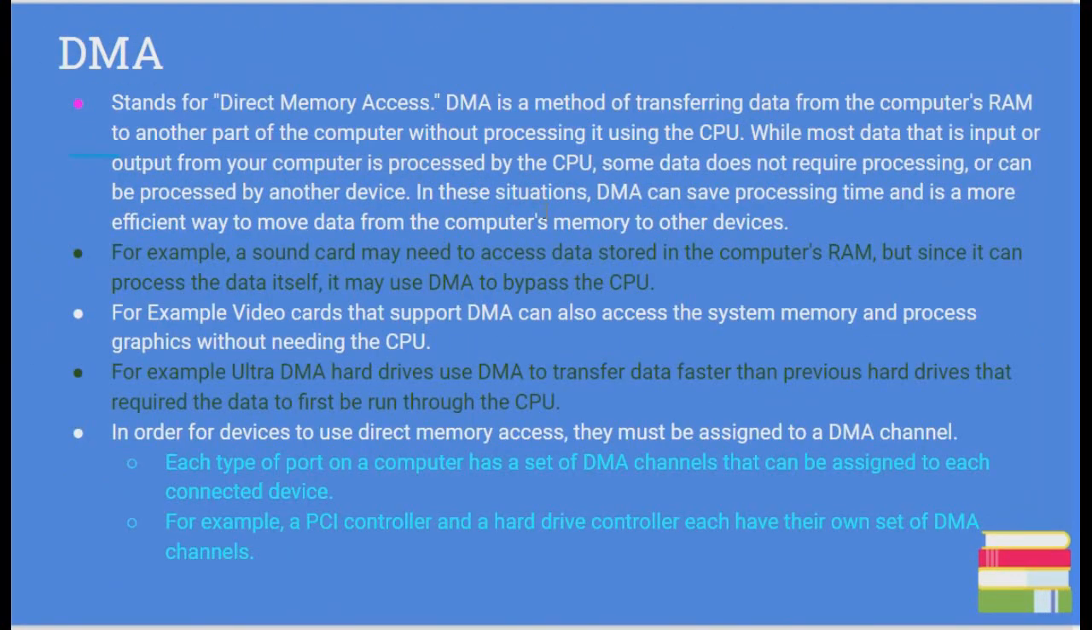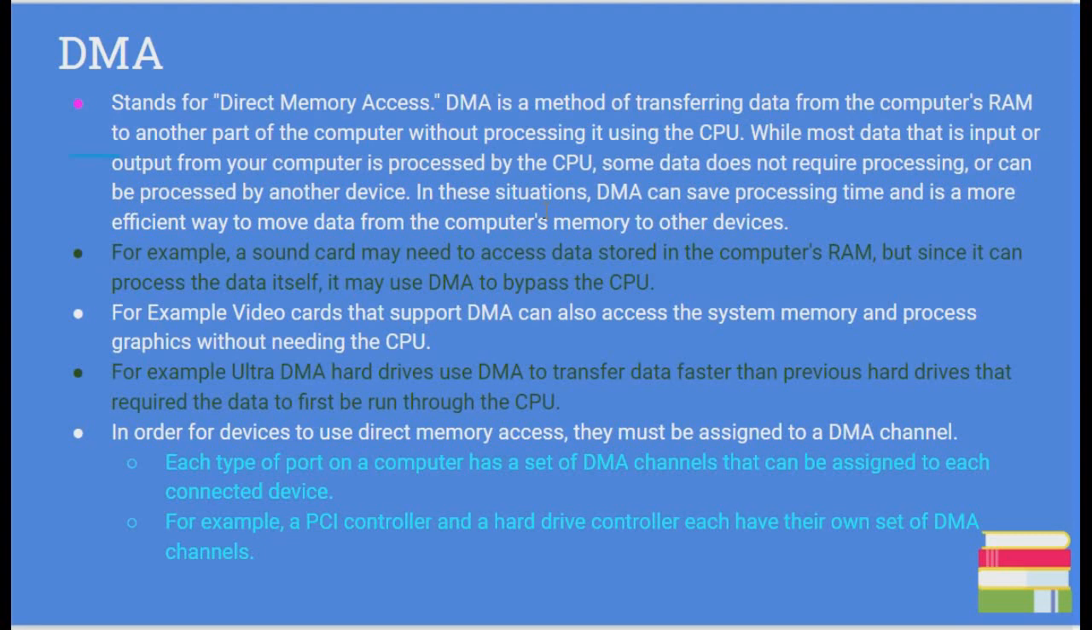Next, direct memory access. It stands for direct memory access. DMA is a method of transferring data from the computer RAM into another part of the computer without processing it. Many times you just don't need to process the data. You simply have to route it. You simply have to send the data to the device.